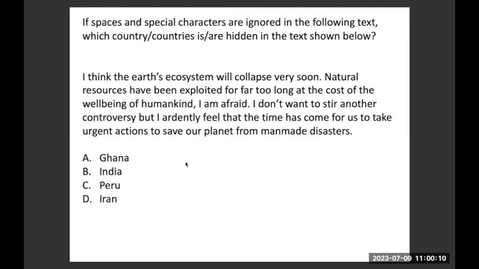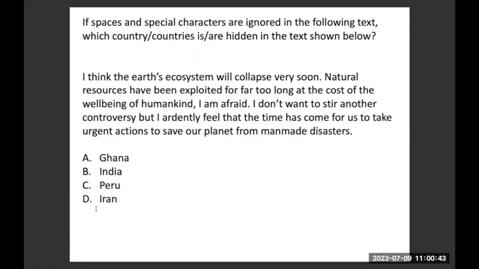This is again a spelling based thing. What you have to consider here is you don't have to consider spaces. In this paragraph, you ignore the spaces and you ignore the full stop, you ignore the apostrophe also. You ignore the space and you ignore the special characters. If you ignore all of these, which country or countries, one or more answer is correct.